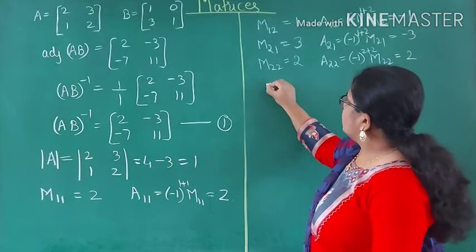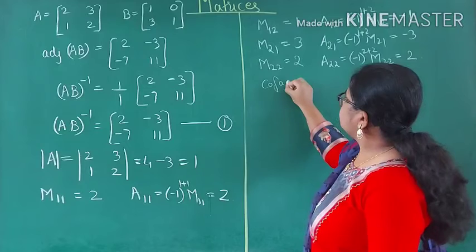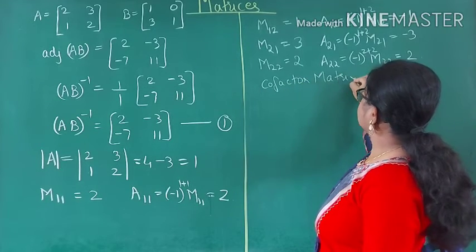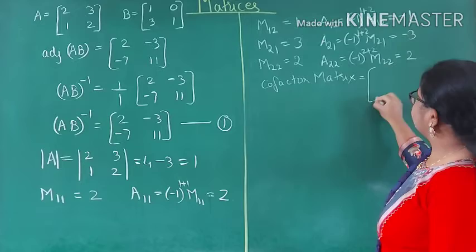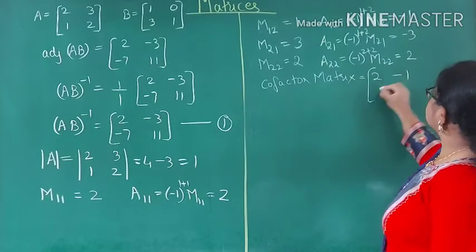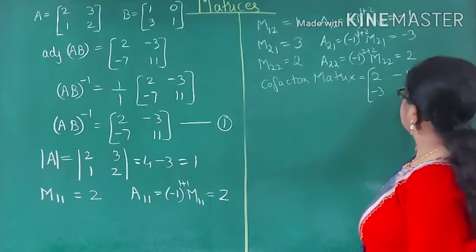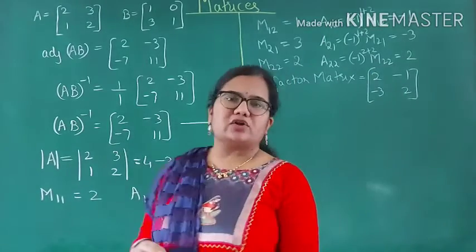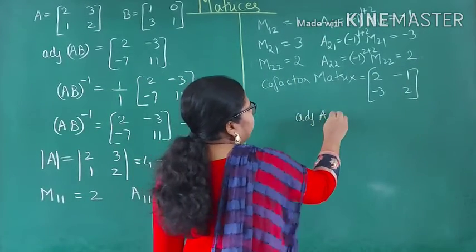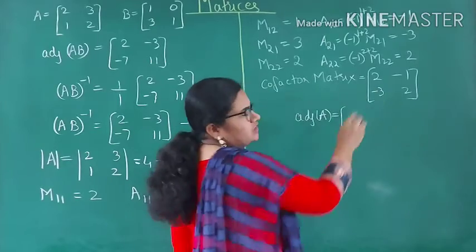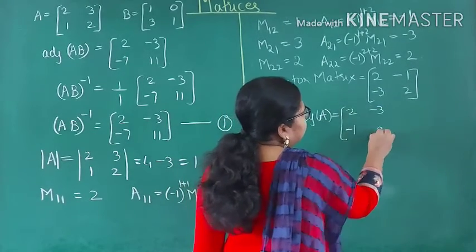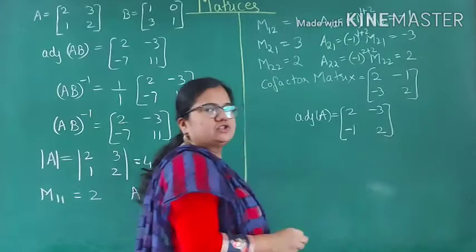Now let us write the cofactor matrix. What will be the cofactor matrix? Write the cofactors in matrix form. 2 minus 1 minus 3 2. So this is your cofactor of A. And what will be adjoint of A? Adjoint of A will be equal to, interchange the rows and columns. So 2 minus 3 minus 1 2. This is your adjoint of A.